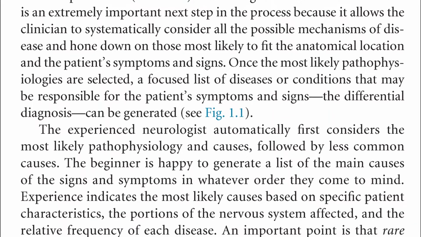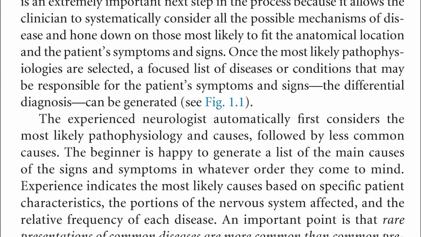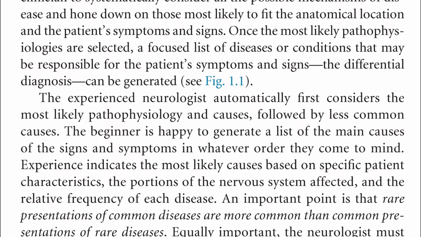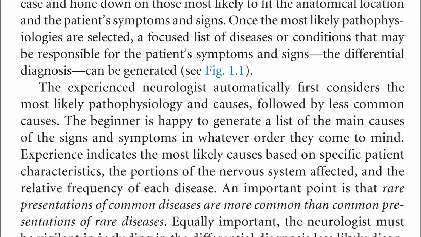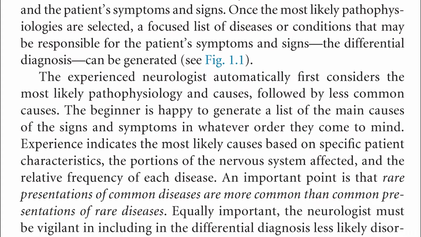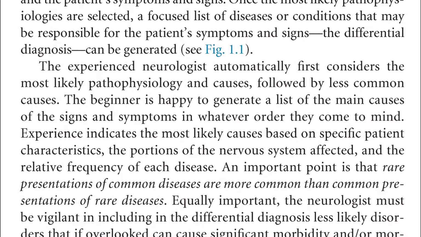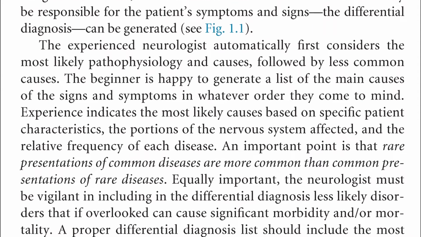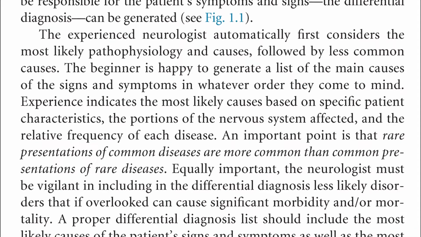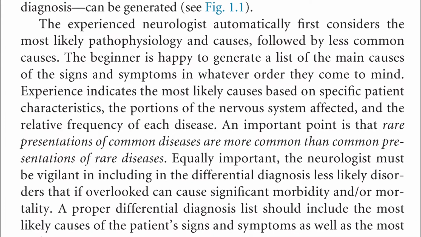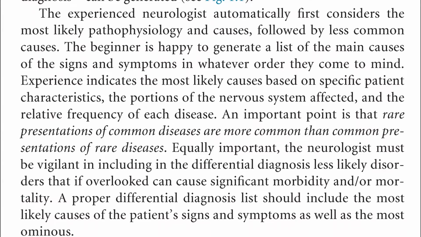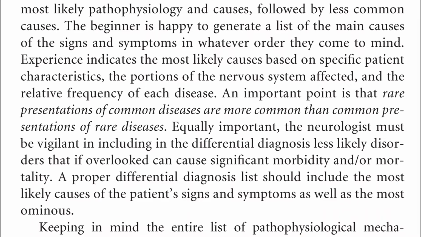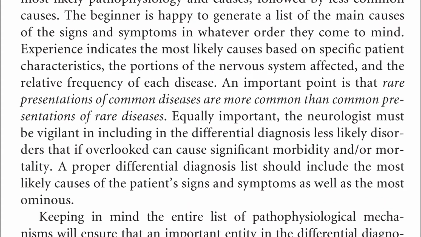See Fig. 1.1. The experienced neurologist automatically first considers the most likely pathophysiology and causes, followed by less common causes. The beginner is happy to generate a list of the main causes of the signs and symptoms in whatever order they come to mind. Experience indicates the most likely causes based on specific patient characteristics, the portions of the nervous system affected, and the relative frequency of each disease. An important point is that rare presentations of common diseases are more common than common presentations of rare diseases.